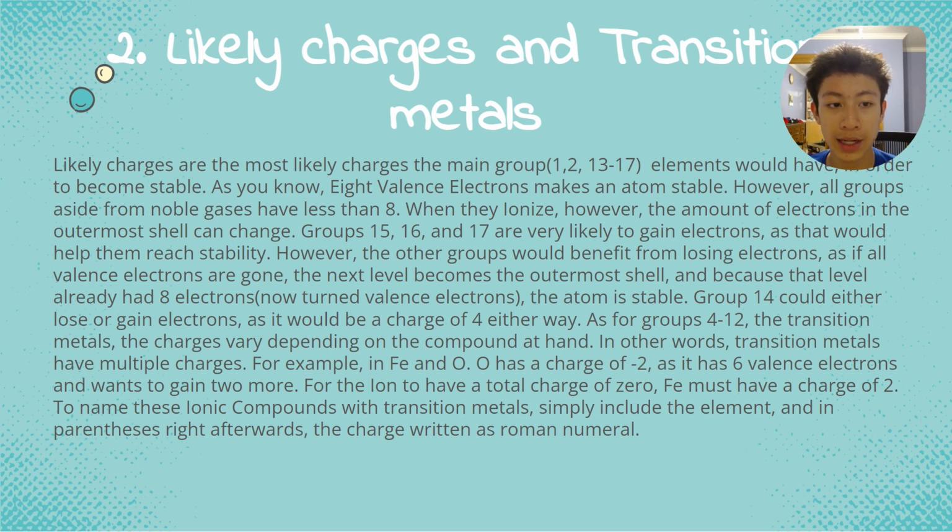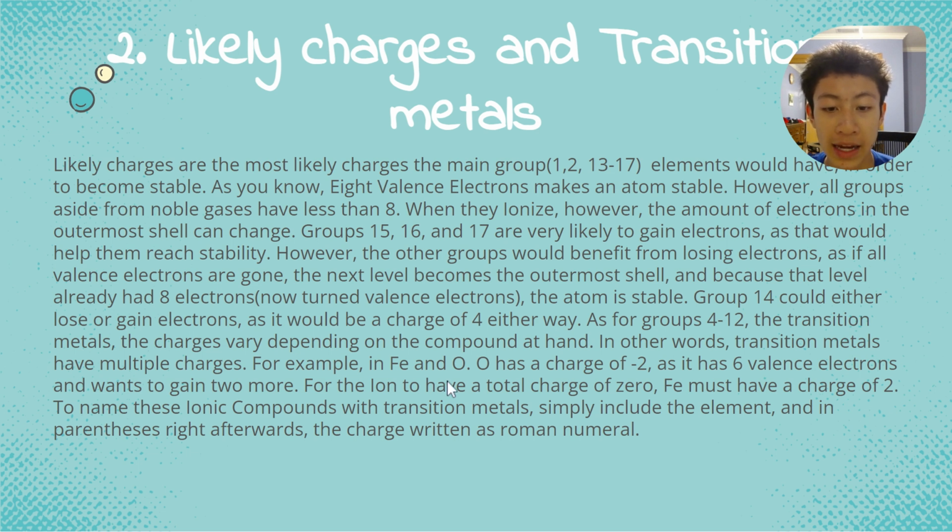Groups 15, 16, and 17 are very likely to gain electrons, as that would help them reach stability. However, the other groups would benefit from losing electrons, as if all valence electrons are gone, the next level becomes the outermost shell, and because that level already had 8 electrons, now turned valence electrons, the atom is stable. Group 14 could either lose or gain electrons, as it would be a charge of 4 either way. As for groups 4 through 12, the transition metals, the charges vary depending on the compound at hand. In other words, transition metals have multiple charges.